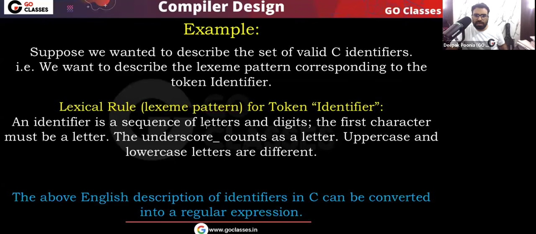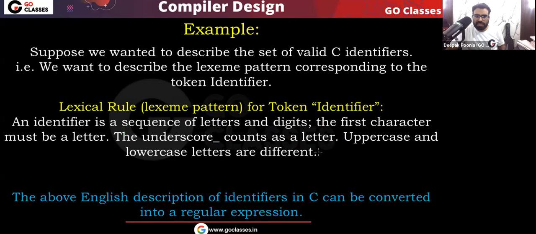Now let me tell you, in the C language, what is an identifier? Or I can say, what is a user defined variable name? So an identifier is basically a sequence of letters and digits. The first character must be a letter, and remember the underscore will be counted as a letter.